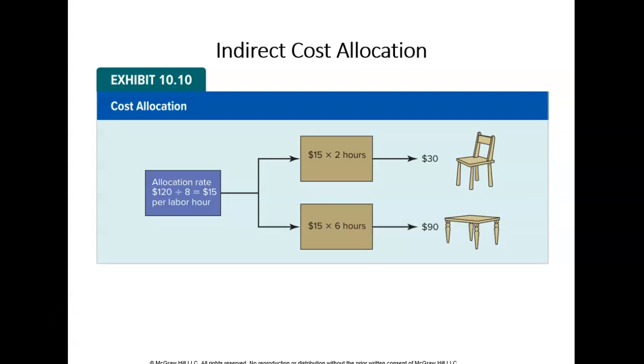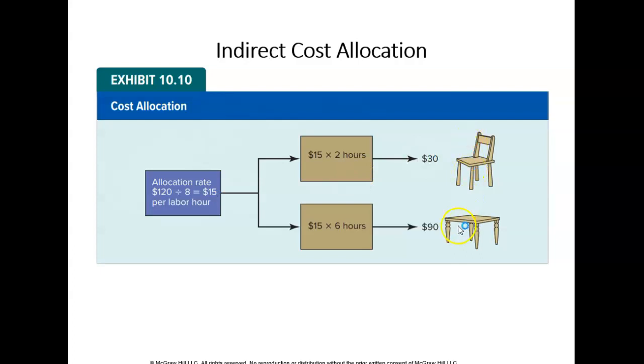Hello. So now we're going to focus on how we allocate indirect costs. Remember that indirect costs, such as indirect labor, are part of the overhead costs to be assigned to your product cost. Let's assume that our indirect labor total was $120, and that was for 8 hours. Therefore, the allocation rate would be $15 per hour.